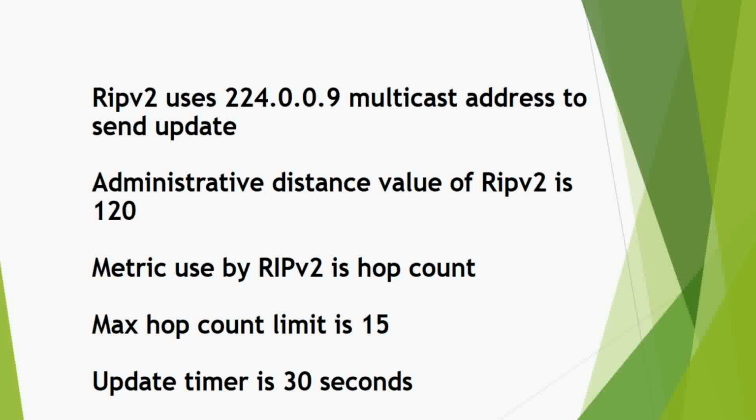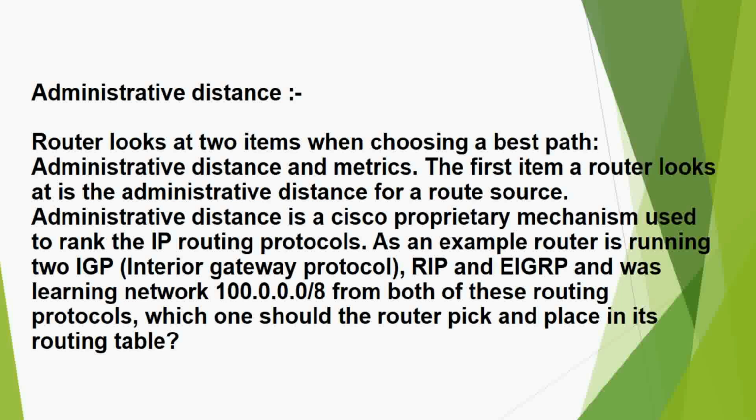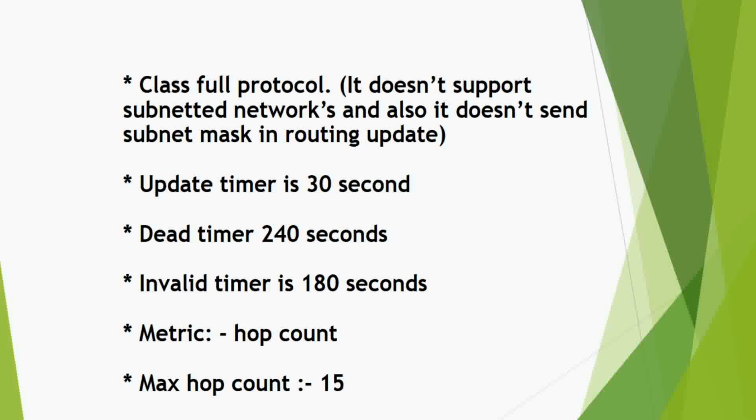RIP timers. Update timer: it is an interval of 30 seconds between two routing updates. RIP enables the router to send its complete routing table to all neighboring routers every 30 seconds. This method is called the periodic update method.